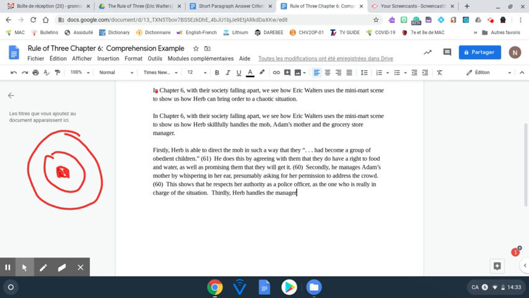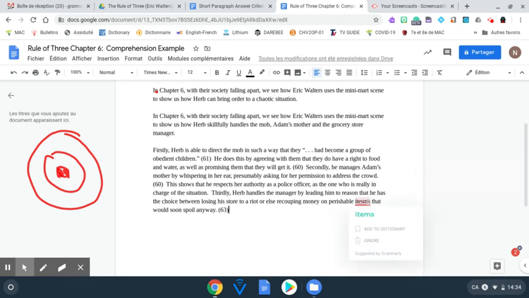So here we have, thirdly, Herb handles the manager by leading him to reason that he has the choice between losing his store to a riot or else recouping money on perishable items that would soon spoil anyway. And that's on page 63. Now, this is a paraphrase.